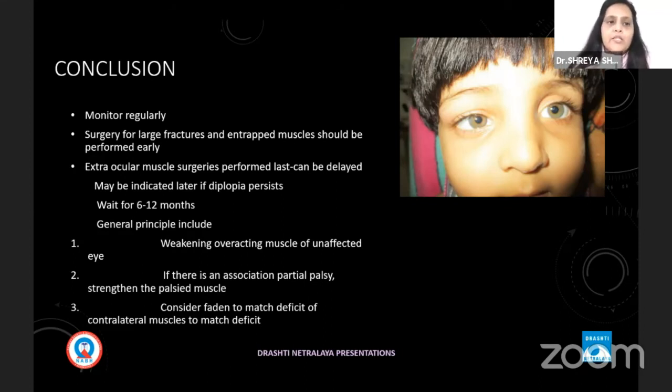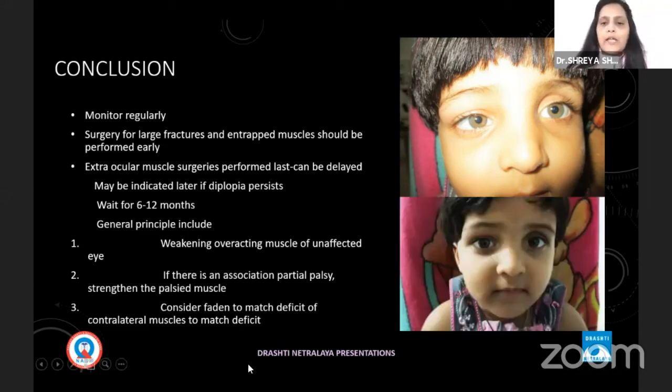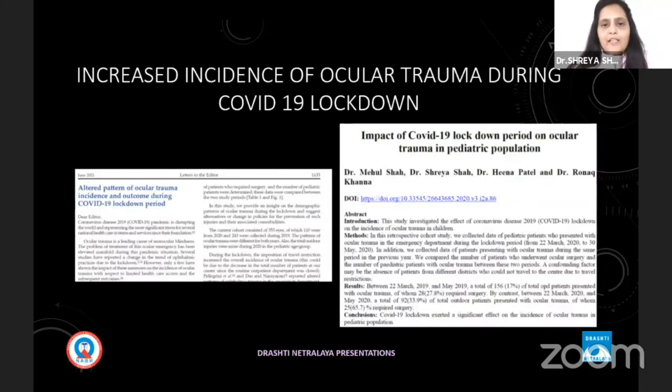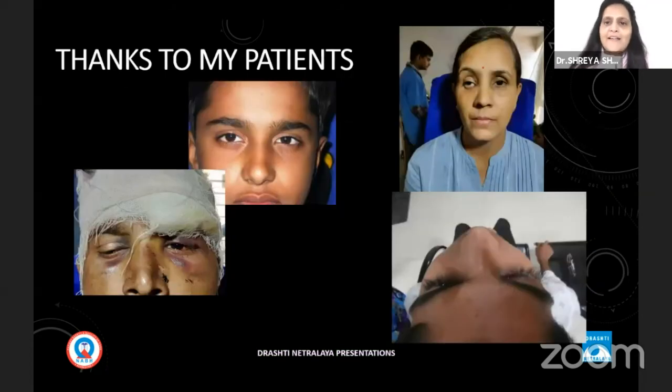Monitor regularly. Surgery for large fractures and trapped muscle should be done, and muscle surgery can be done later on anytime. And in this COVID-19, we had again 2 publications just because of the increased injury rate. I'll tell you later on.